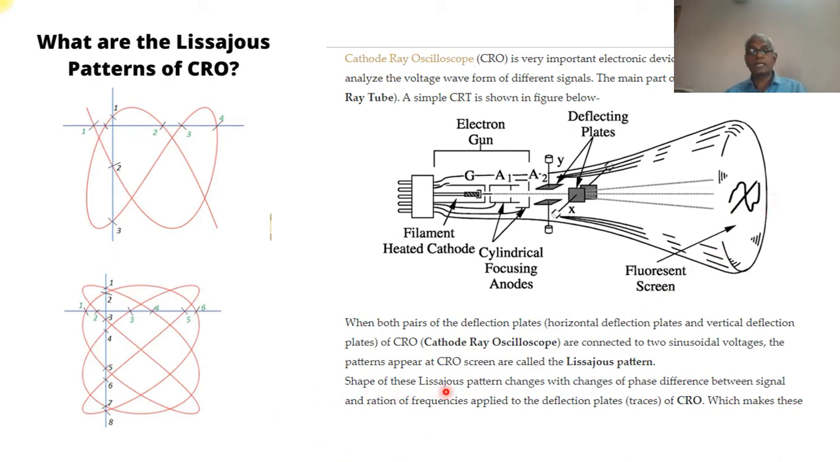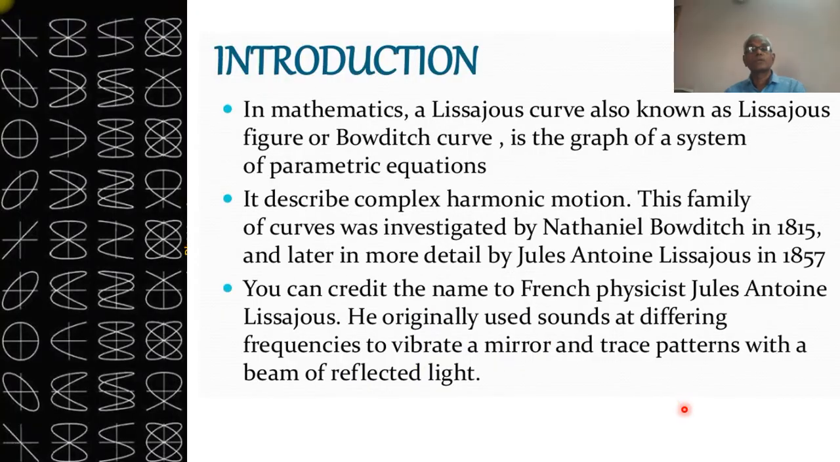Now, the shape of the Lissajous pattern changes with the change in the phase difference. This phase difference is important terminology, and the shape also depends upon the ratio of the frequencies applied to the deflection plates. So now let us come to the different kinds of Lissajous patterns that will be observed by considering different frequency ratios. Frequency ratio means the ratio of the frequency of the applied voltage along the X plate and along the Y plate.